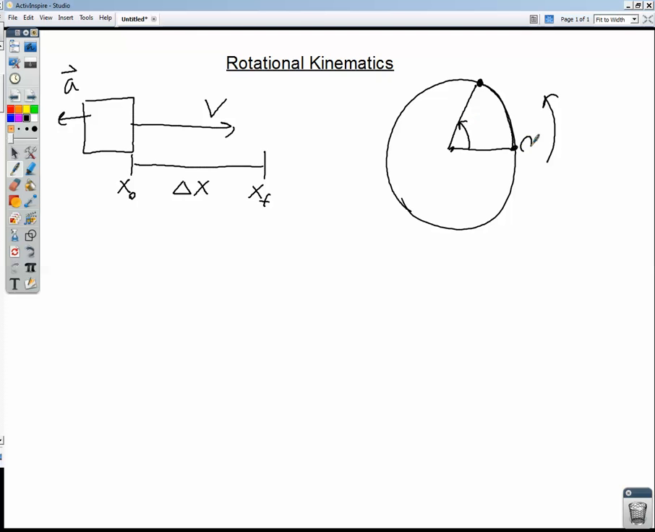So the original position we could call theta naught. The final position of the bike wheel we could call theta final. So theta then is equivalent in the rotational world to x in the linear world. It is the angular position. So theta equals angular position. And just like you've learned in math class, either calculus or trig or pre-calc, we are normally measuring our angles in radians. So that is the standard unit for angles, for the angular position.